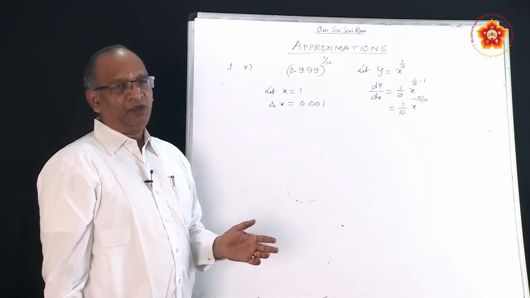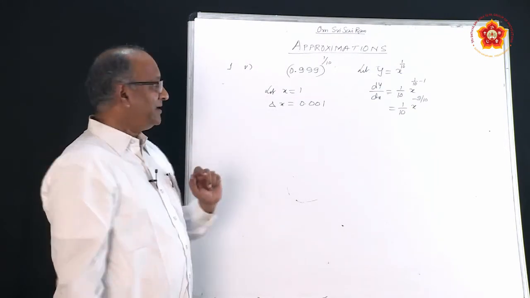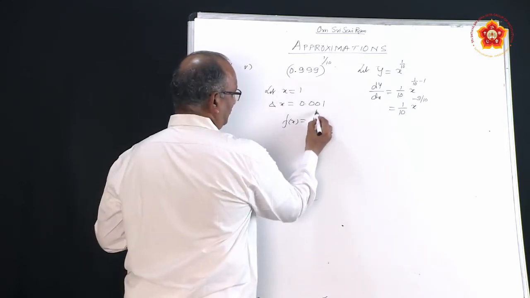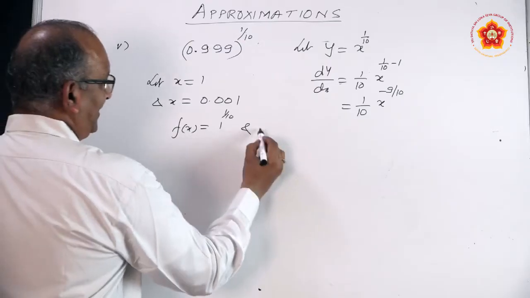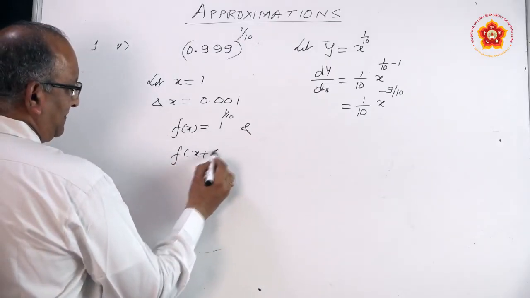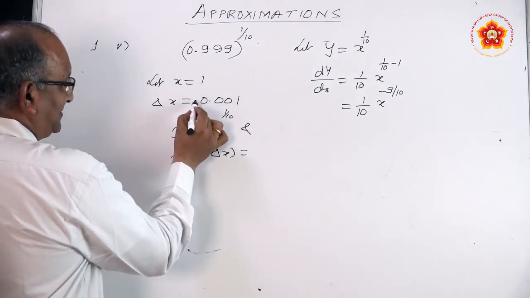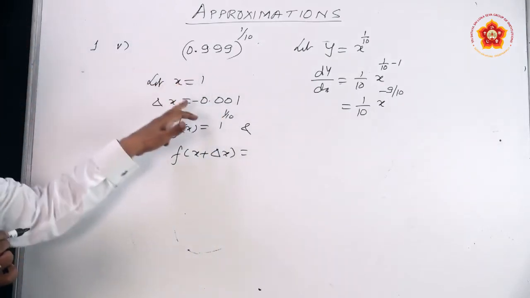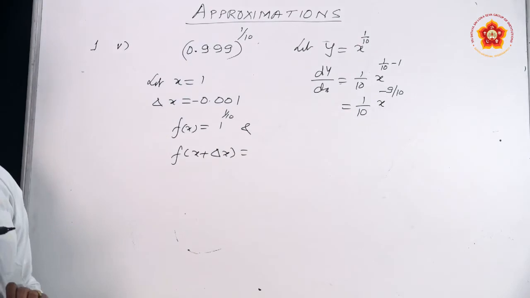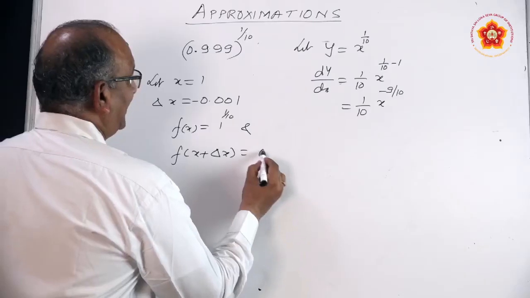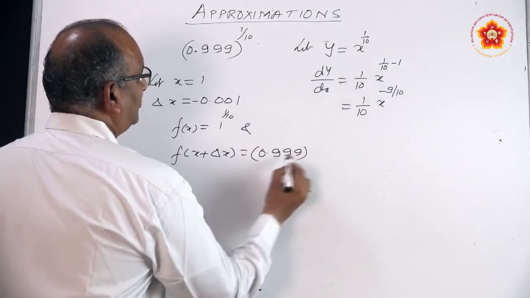So we got x, we got delta x. And what is f of x here? What is x here? 1. So it is 1 to the power 1 by 10. And what is f of x plus delta x? It is delta x is minus, remember. Why? From 1 we have to subtract this to get 0.999. If you take plus, it will become 1.001. Our question is 0.999. So delta x is negative. So put the negative sign. So this can be written as 0.999 to the power 1 by 10.